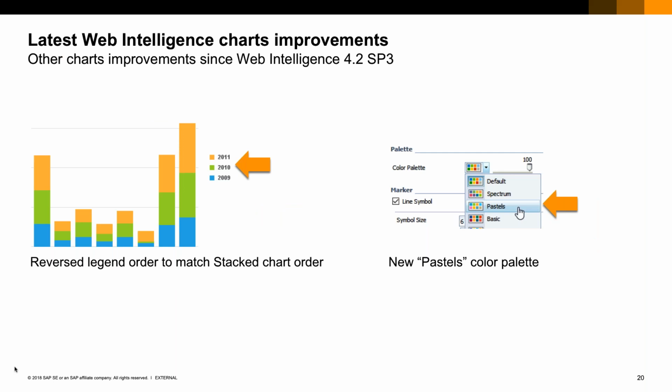Other little improvements in 4.2 SP3: the ability to reverse the legend order so that it matches the order of the stack in the stacked column chart. This way it's easier for you to read a stacked column chart. We've also added a new color palette, a pastel color palette.